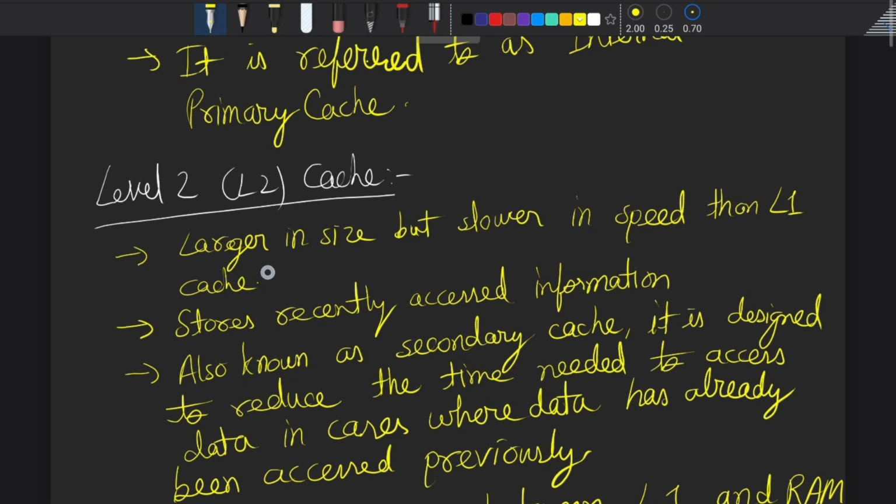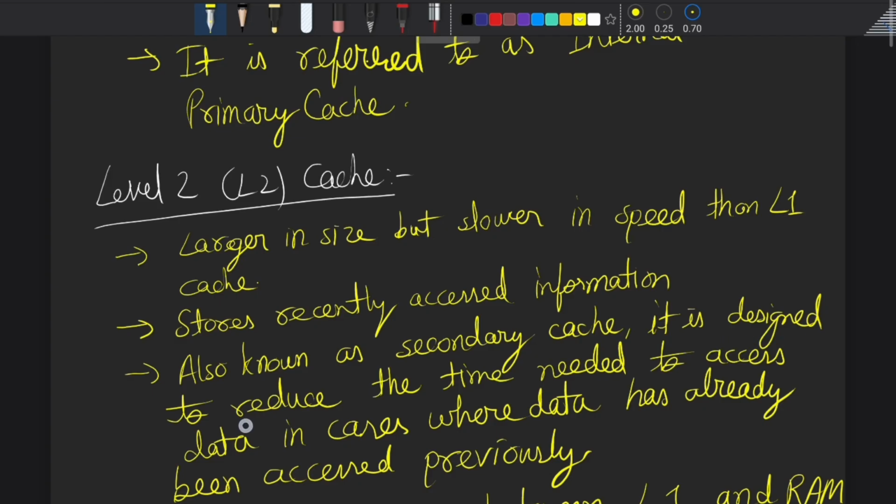It is larger in size but slower in speed than the L1 cache. We have already seen that as we increase the size, the speed becomes slower because we have to balance the cost. Now, the L2 cache stores recently accessed information. It is also known as secondary cache. The L1 cache was known as primary cache and this is known as secondary cache.